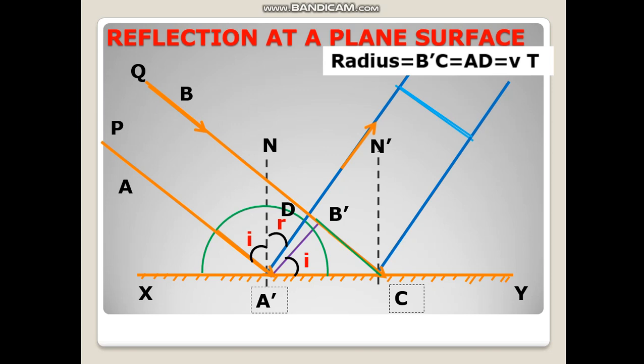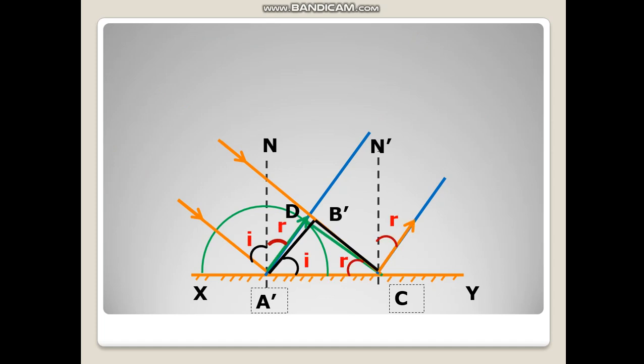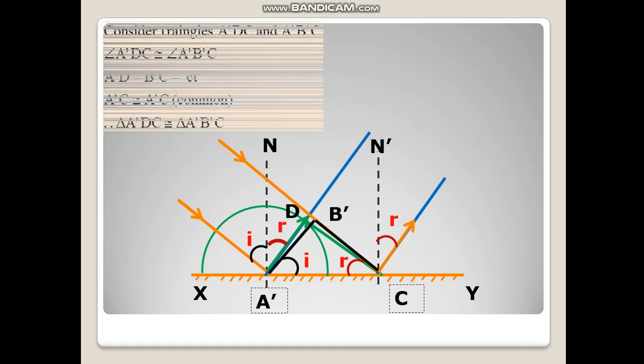So angle at A dash B dash. But D, how much will it become? It will be 90 minus i up to the purple line. So you have angle B dash A dash C as i. In the same manner, angle B dash C A dash becomes r, because of the normal at C up to the other point. Now let us take this diagram again.